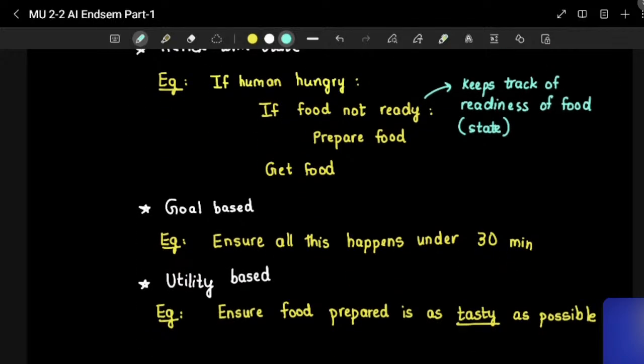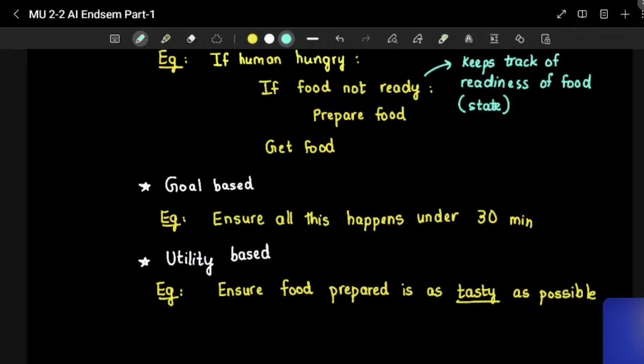Now, if to the same thing you add a goal, it means you give it a task. Like you could say to the agent, perform this task within 30 minutes, or you could give it any other thing. I couldn't come up with a better example, but you give it an end goal. You're supposed to do something. Just come up with some examples.